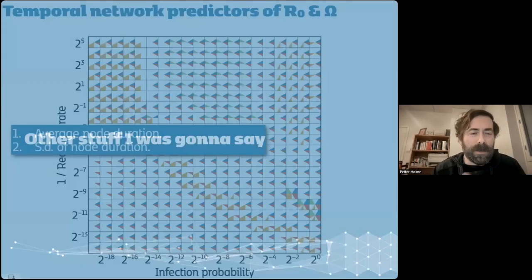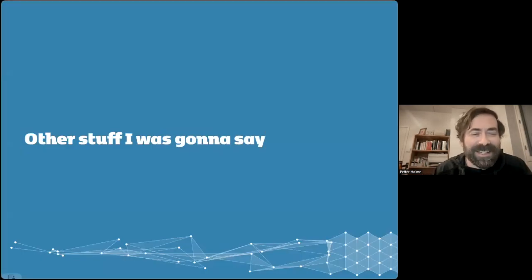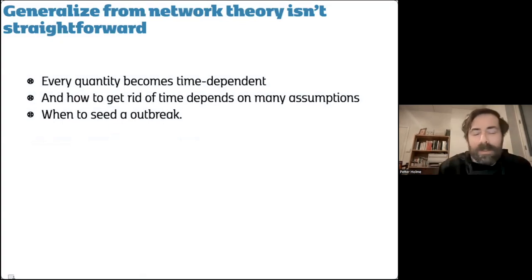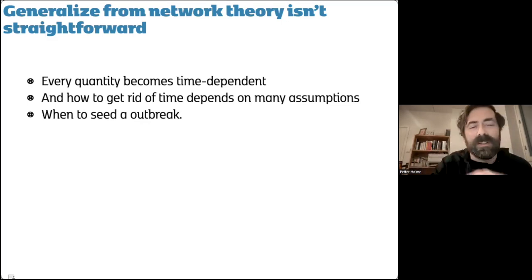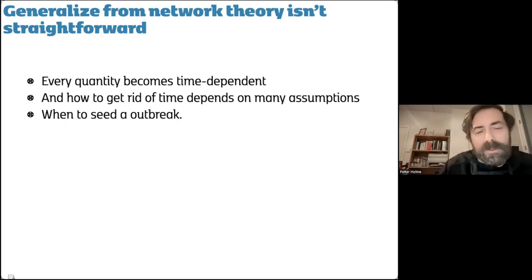So I see my time is almost up. There was some other stuff I was going to say, and I also put it in the abstract to this talk. One thing that I learned is that generalizing from network theory is usually not straightforward at all. Taking a quantity from your network theory textbook and making a temporal network version of it is not easy. First of all, every quantity becomes time dependent. And then how to get rid of the time, if you want to just have a number, not a graph, a plot of a quantity versus time? That is very problem dependent and depends on many assumptions.